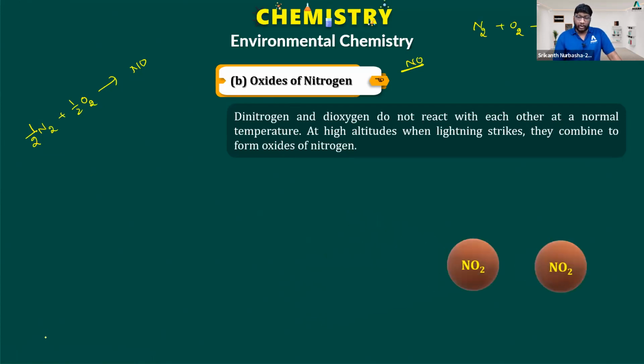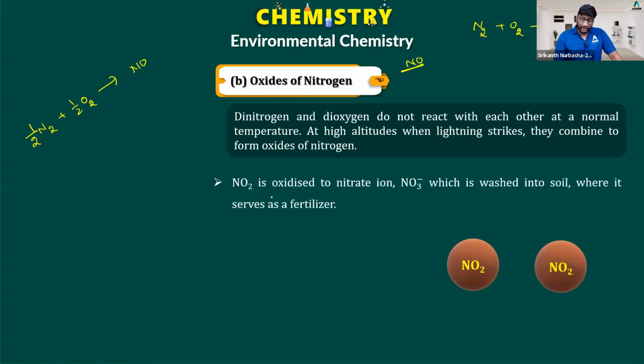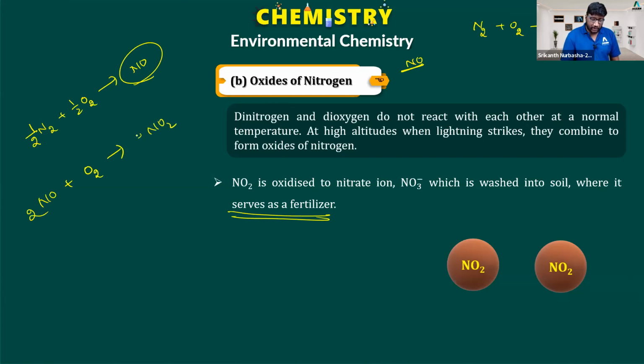That NO will be reacting again with O2 to form NO2. NO2 is oxidized to nitrate ion NO3 minus, which is washed into soil where it is acting as a fertilizer. So we have NO obtained. NO is reacting with O2 to form NO2. To balance the reaction, I need to write 2NO plus O2 gives us 2NO2.